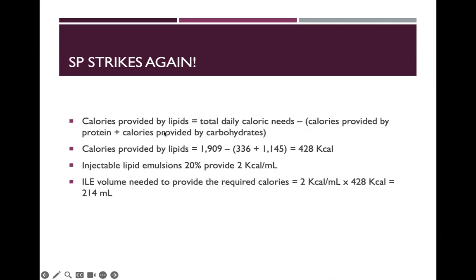So we said calories provided by lipids are going to be the total that she needs minus the other calories provided by other stuff, so minus calories provided by protein and calories provided by carbohydrate. So let's translate that into numbers. If she needs a total of 1,909, I gave her 336 through protein, and I gave her 1,145 through carbohydrates. So that leaves me with 428 to provide through lipids, right?